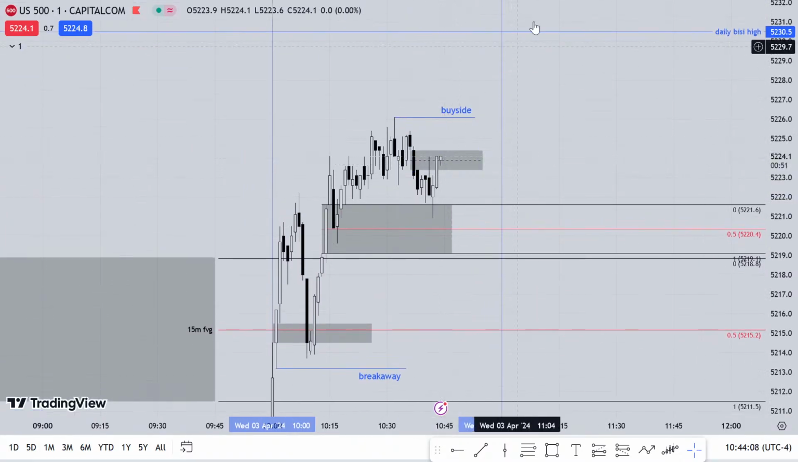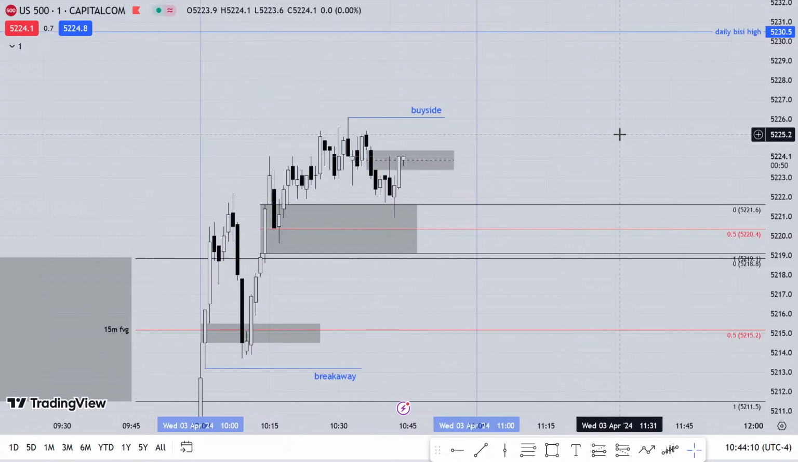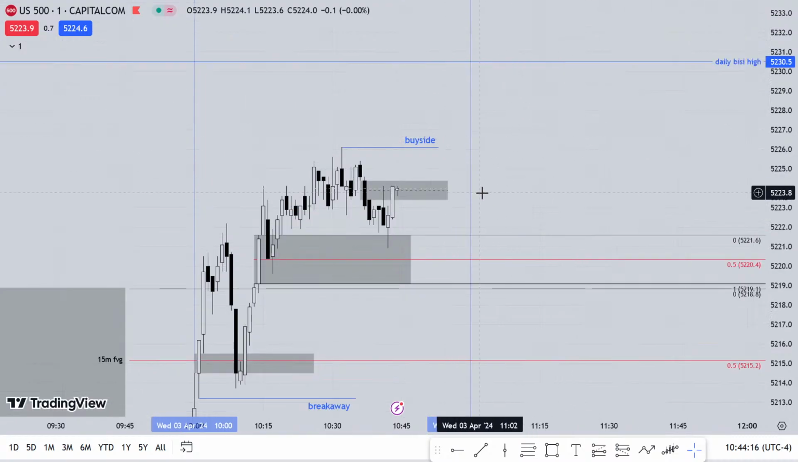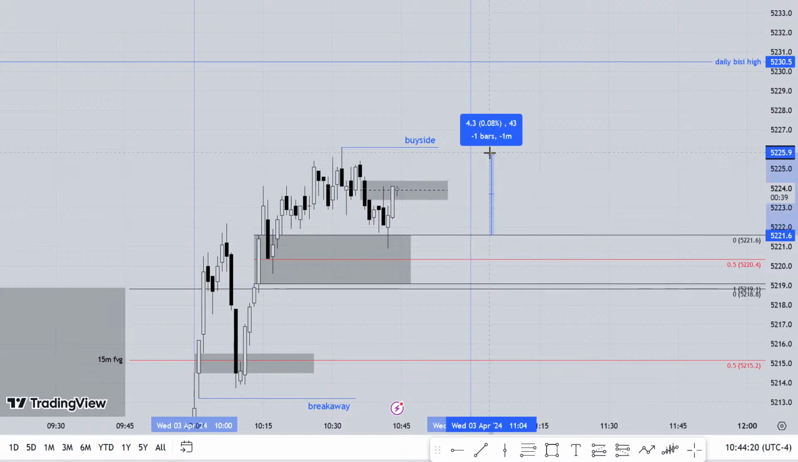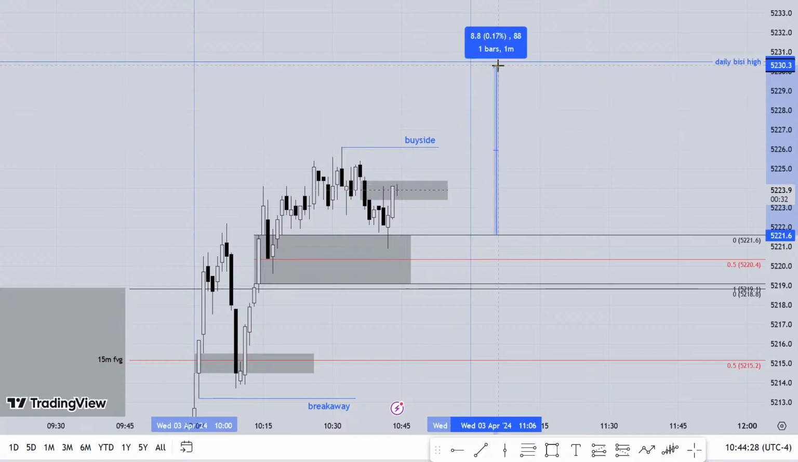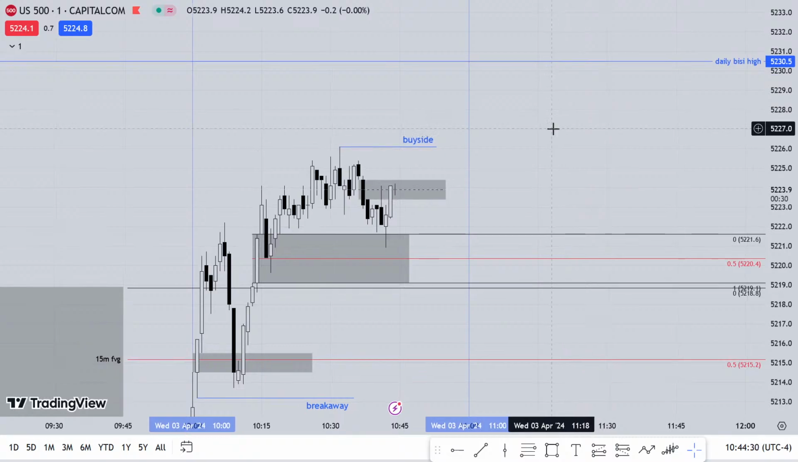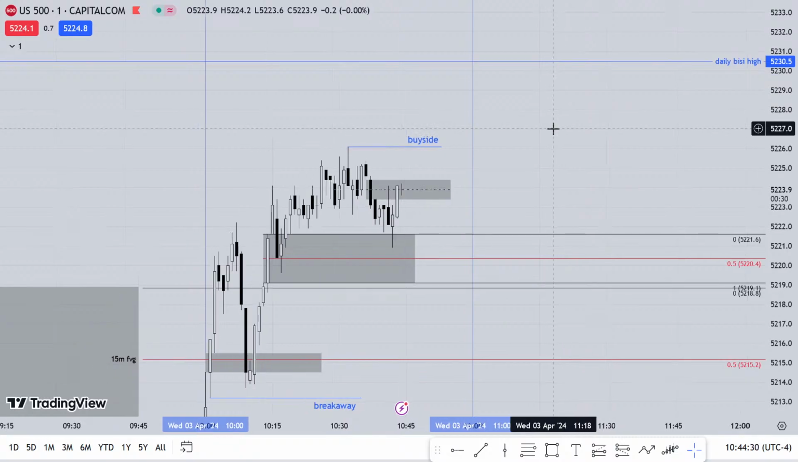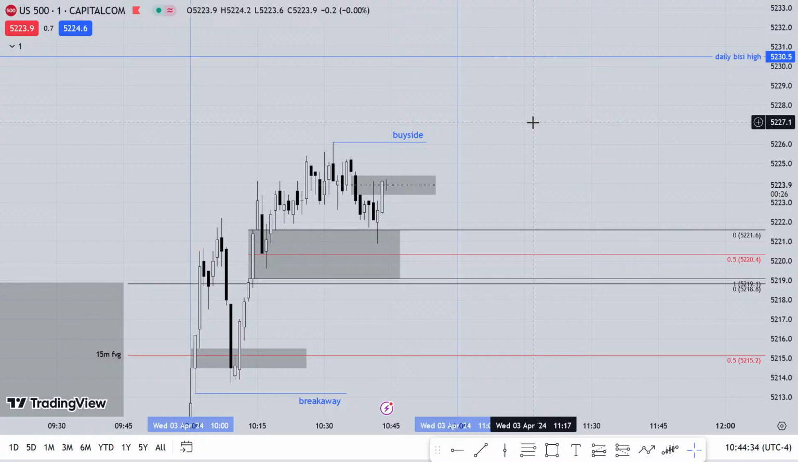So this is the move now that should take price higher up to this daily high time frame 90. So from here to here it's like 4.6. But let's see how price acts inside this fair value gap here.